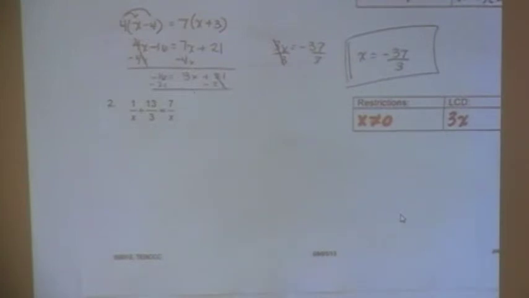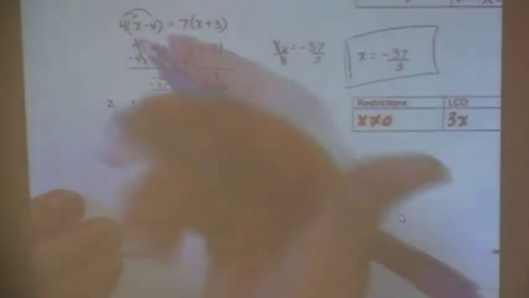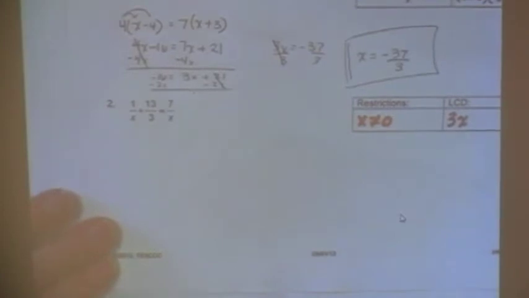We're going to clear the fraction by multiplying every term by the LCD. How many terms does this problem have? 3. 2 on the left and 1 on the right. Every term has to be multiplied by the LCD. I'm going to write it down under here just so you can see exactly what I'm doing. So my first term, 1 over x, I'm going to multiply by 3x. My second term, which is 13 over 3, I am also going to multiply by 3x. And my third term, I'm going to multiply by 3x.